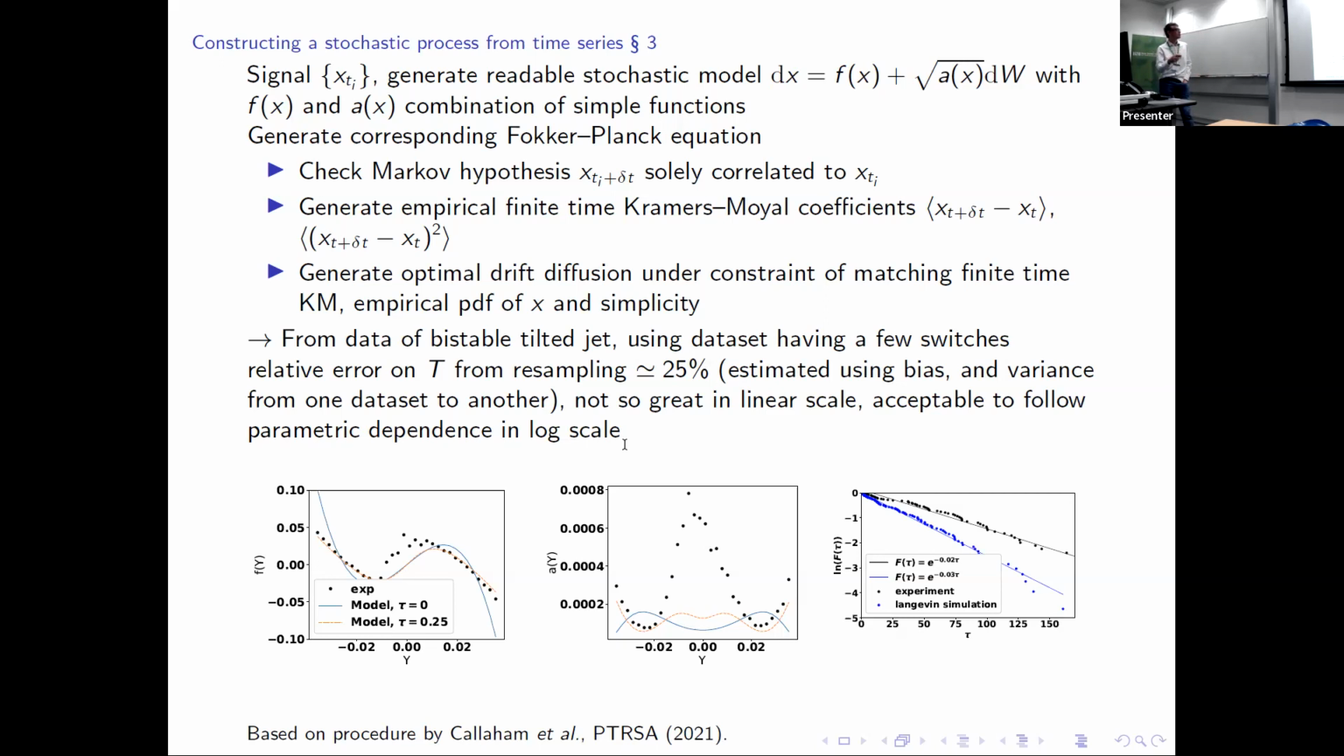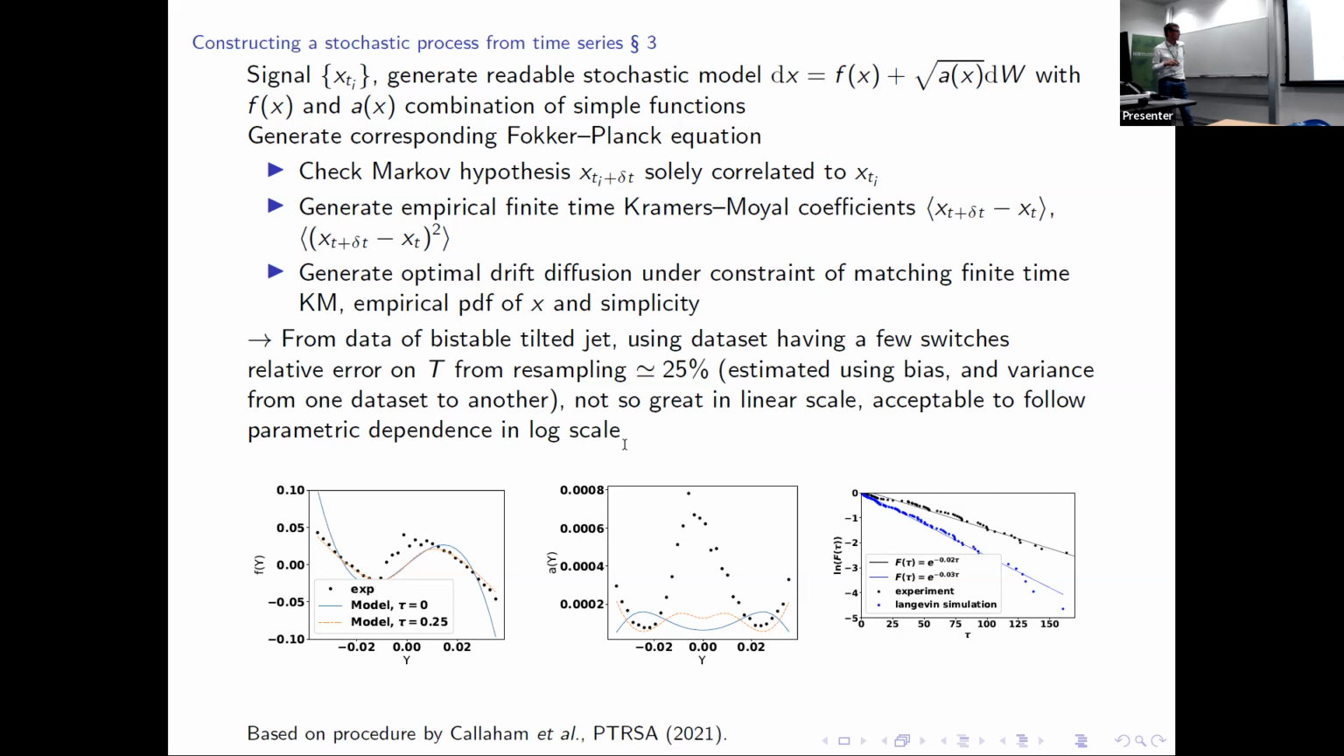And basically you're going to then fit the optimal F and A in terms of better matching the finite time Kramers-Moyal coefficients, better matching the PDF of X, and also having the simplest form so that you can adjust this process and have some simple formulas with data-based coefficients that give you these coefficients. And then you can analyze the drift and diffusions, and you can resample it.